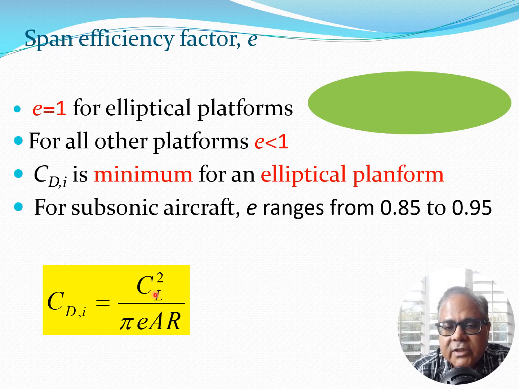So I modify CDI such that I write it as CDI equals CL square by pi E AR. And so E would be 1 for an elliptical planform like we discussed in the previous slide. But for all other planforms, let's say rectangle, trapezoid, or any kind of shape, E would be less than 1. And CDI is of course a minimum for an elliptical planform, because in that case E would be 1. Now for most subsonic aircraft, E would range from 0.85 to 0.95, and the closer you get to an elliptical planform, the better you are going to be in terms of E.